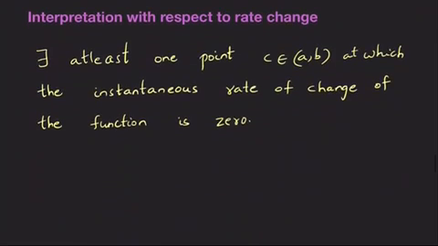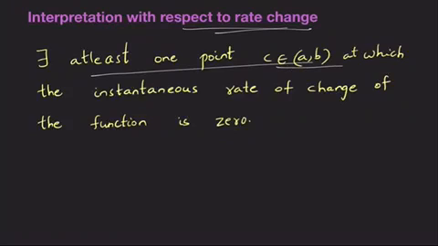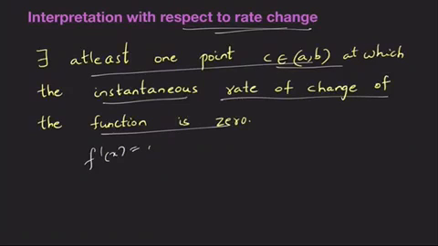Now let us look at the interpretation of this theorem with respect to rate of change. This says that there exists at least one point in the open interval (a, b) at which the instantaneous rate of change of the function is 0. What do we mean by the derivative of a function? It is nothing but the instantaneous rate of change of the function. Since the derivative is 0, the instantaneous rate of change of the function at that point is 0. Now I think you have a clear idea about what Rolle's theorem claims.